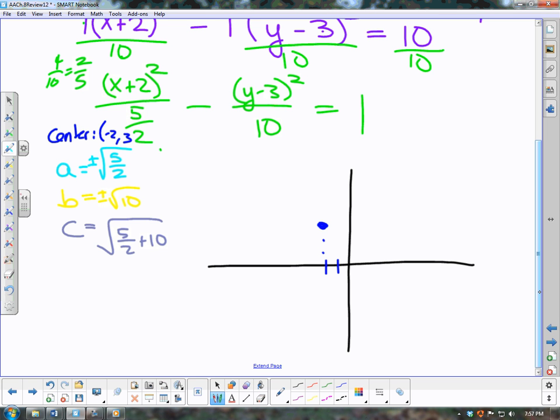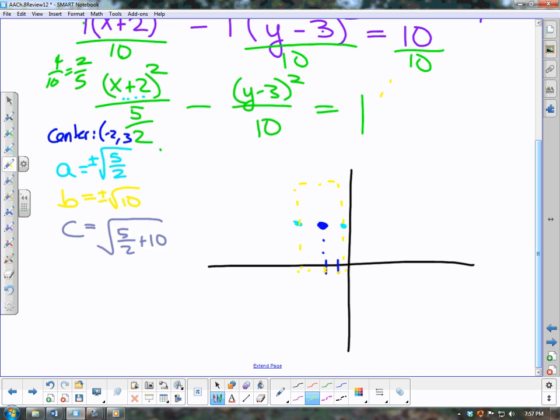Vertices are plus and minus the square root of 5 halves away from it, and then they're on the x directions. So somewhere in here and there. And then the b value is the square root of 10, so that means you'd go up and down the square root of 10 and you'd get your box. The square root of 10 is like 3 point something, so like there and there.